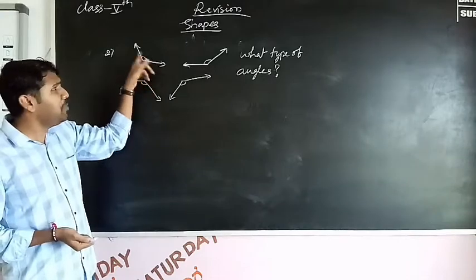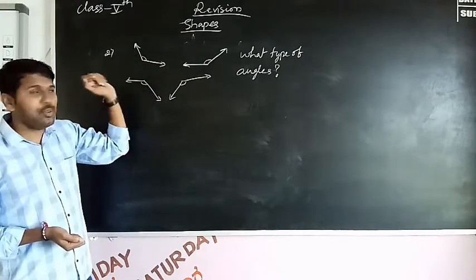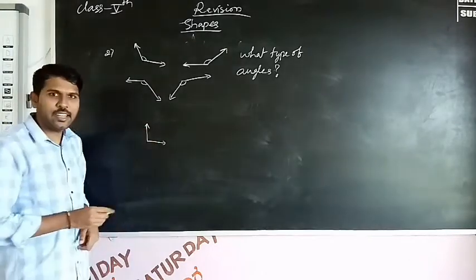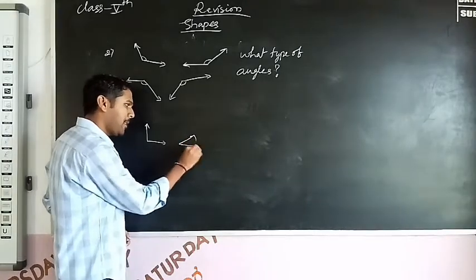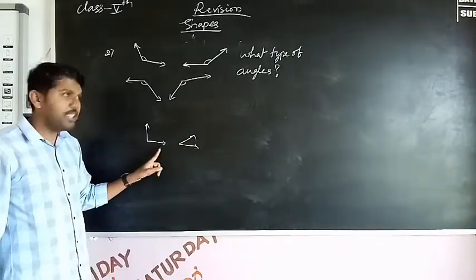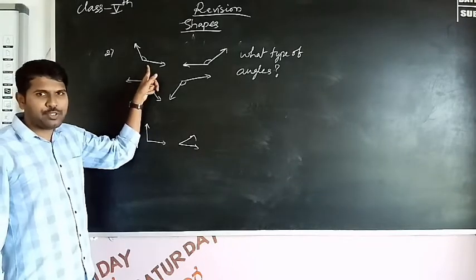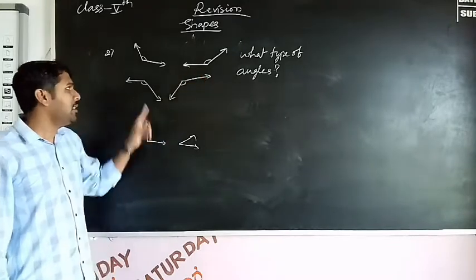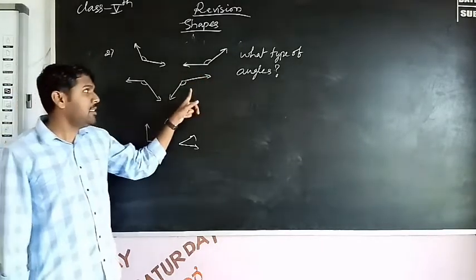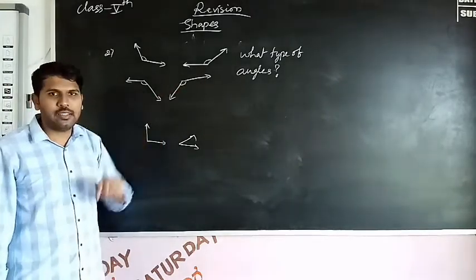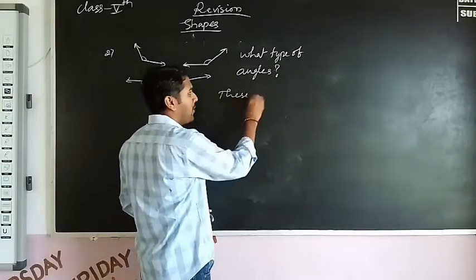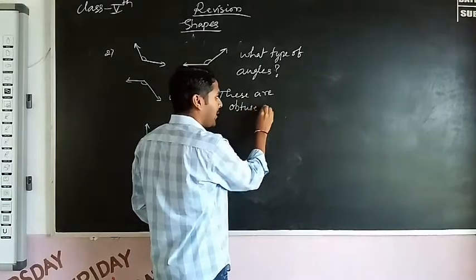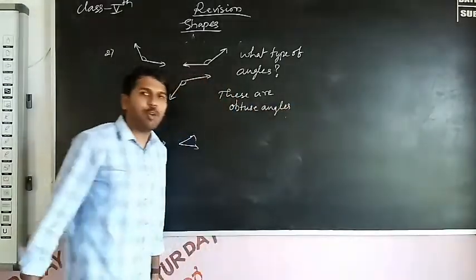So this is in between 90 degree and 180 degree. Why? Because 90 degree means exactly a right angle. So this is 90 degree. If they give like this, this is an acute angle, this is a right angle. See, this one is an obtuse angle, right? See this one here also. We can observe an obtuse angle here also. So what type of angles are these? Obtuse angles.